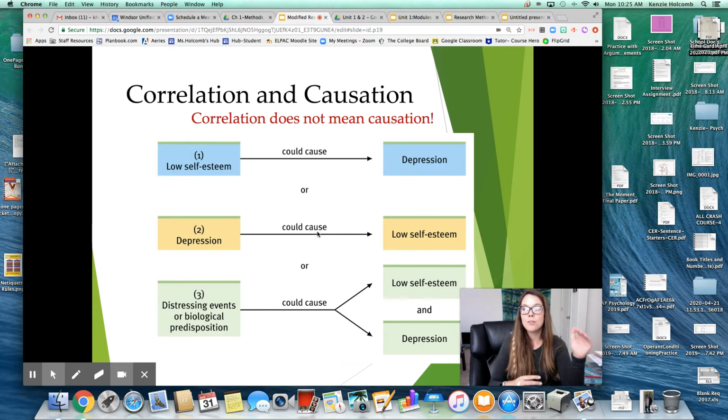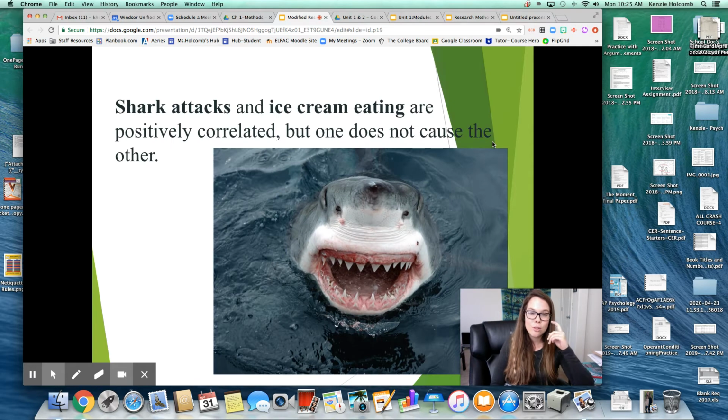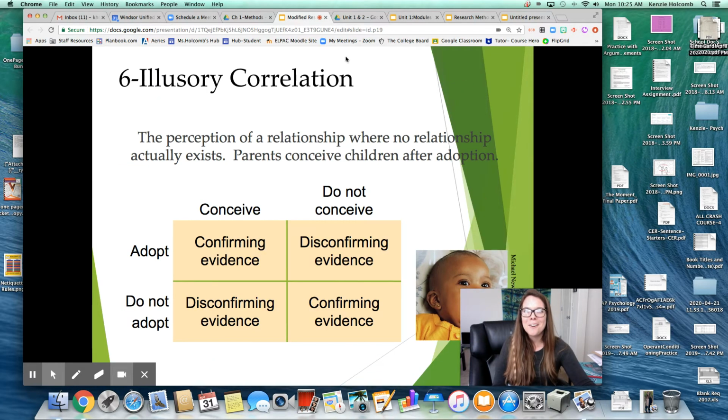So now I would like you to make a little squiggle in your notes, and we are going to go to, here's a little fun fact. Shark attacks and ice cream eating are positively correlated, but do not cause one another. So fun fact. Okay, so before you do your squiggle, I take it back.